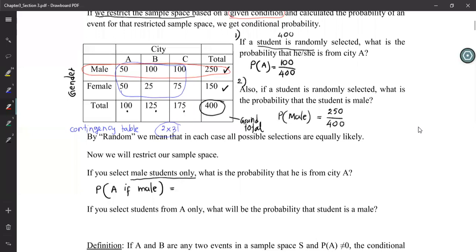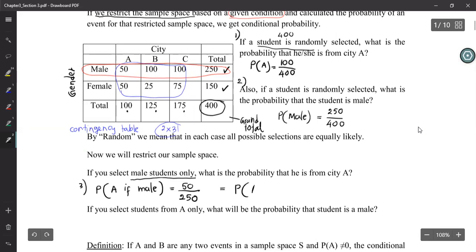So how many are there in A? Only 50. Now your probability is 50 out of 250. Now can you see the difference between 1 and 3? See, your sample space is now restricted to 250. Okay. So how do you write this? This is how we write it, the notation.